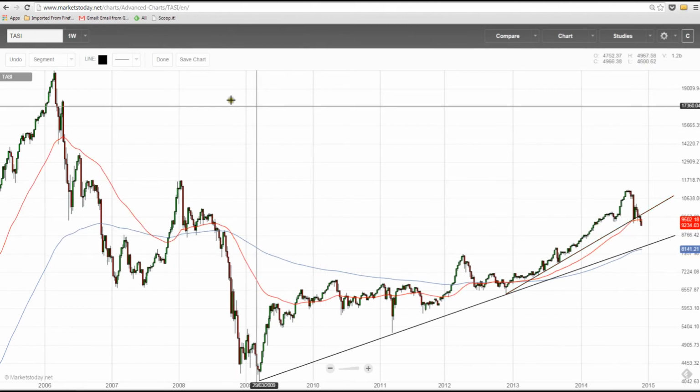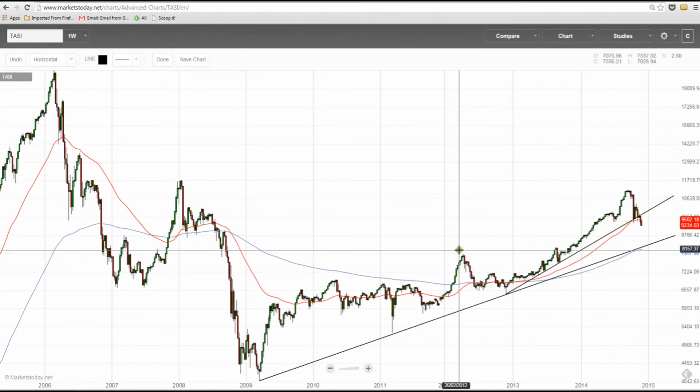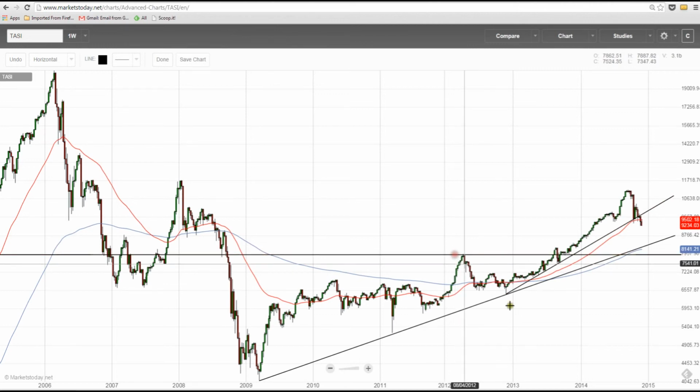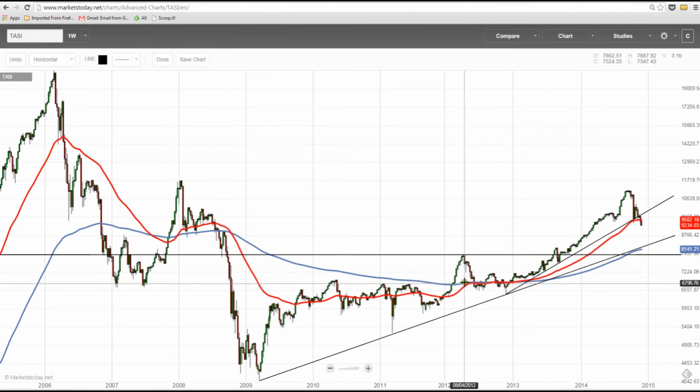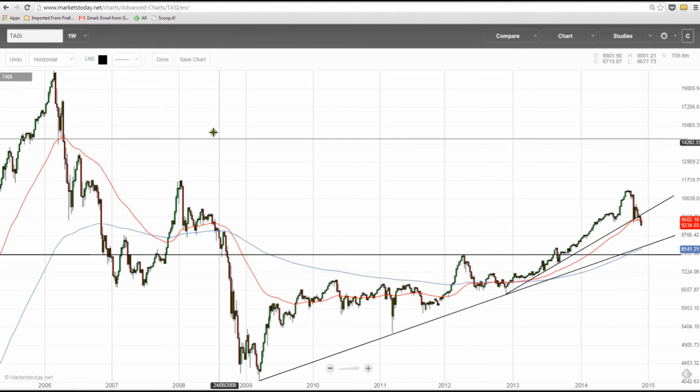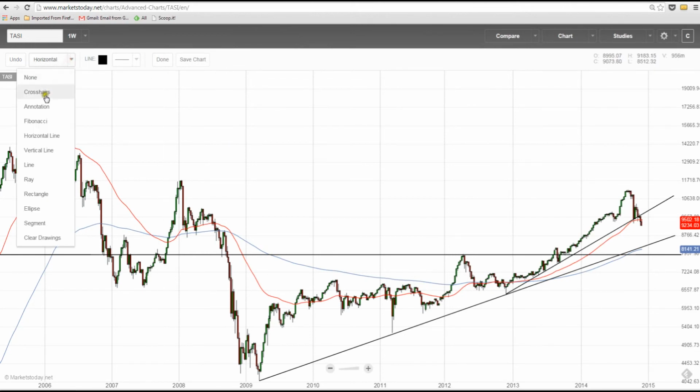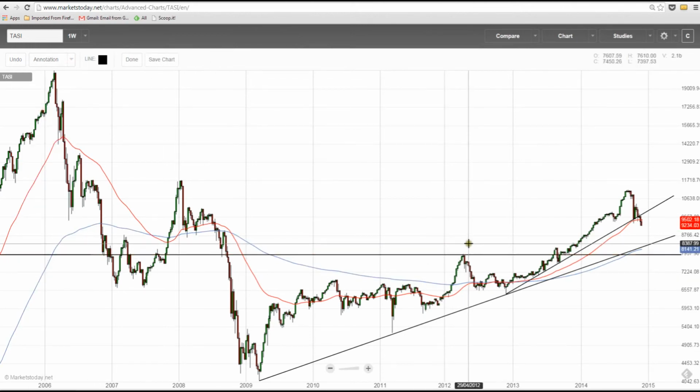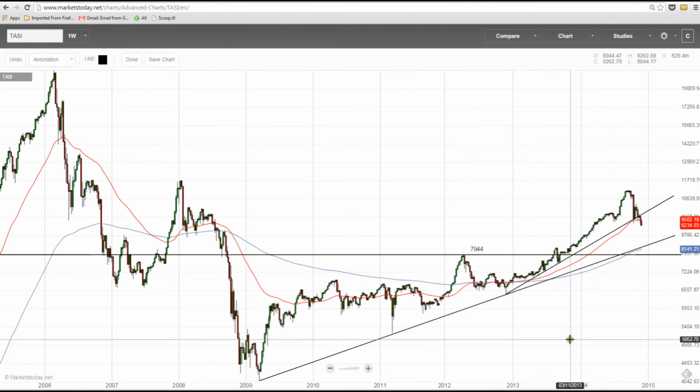Now, the most obvious potential support zone, in my opinion anyway, is going to be right over here with this peak because it's so obvious. So I'm going to put a horizontal there just to mark that, and that high is approximately 79.44. I'll go to my annotation tool and mark that in there.